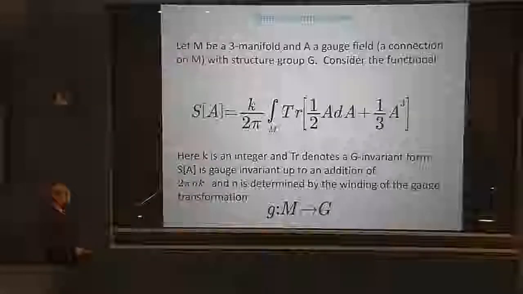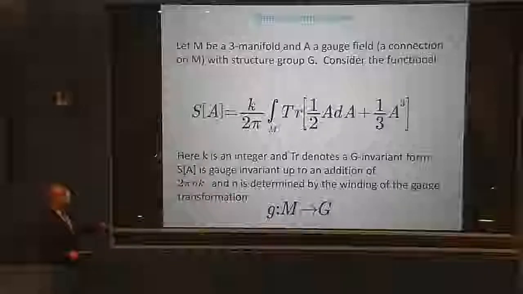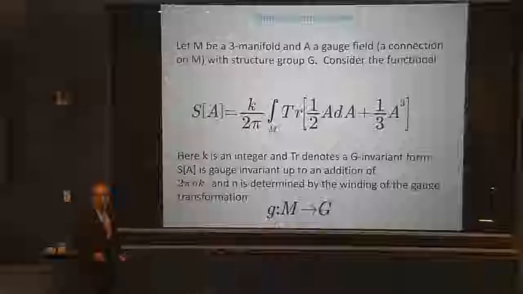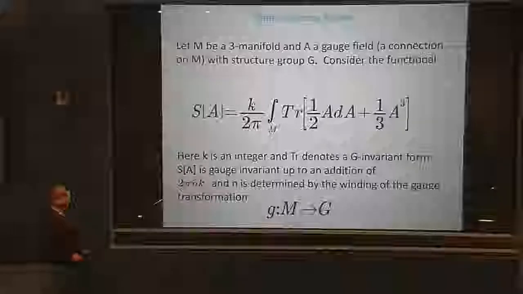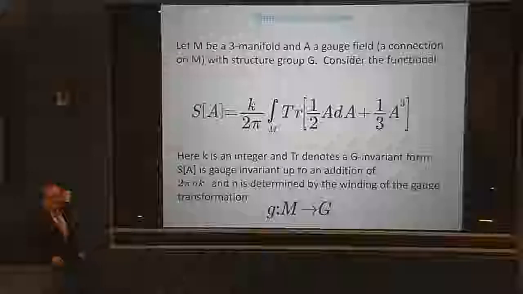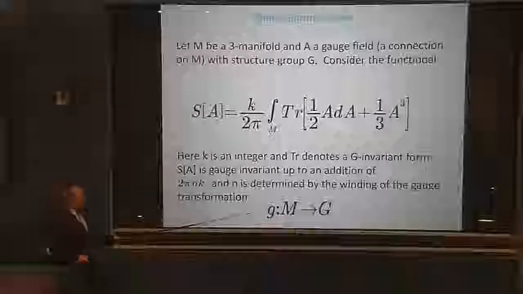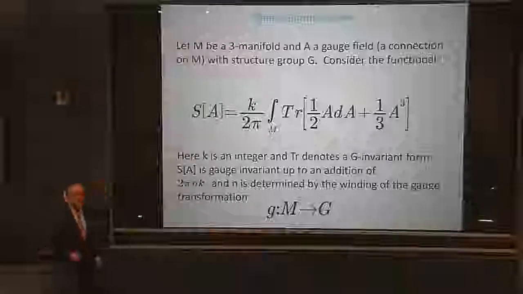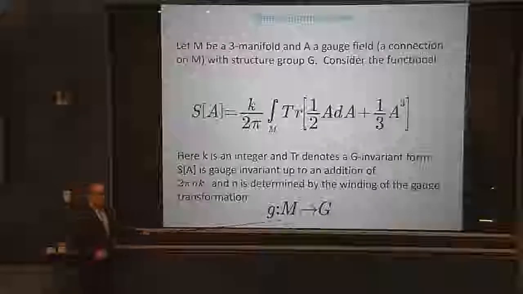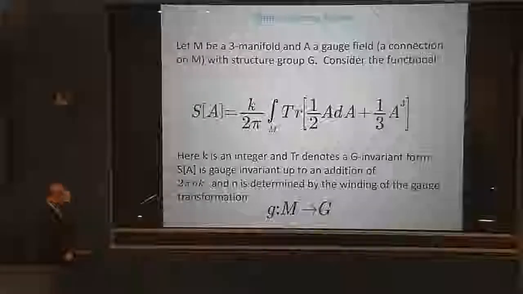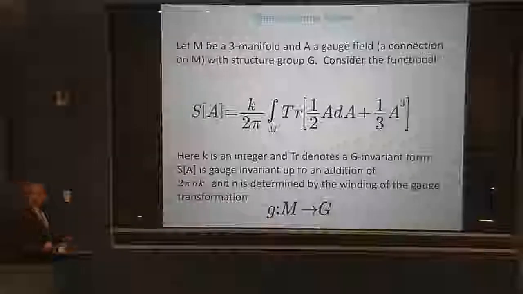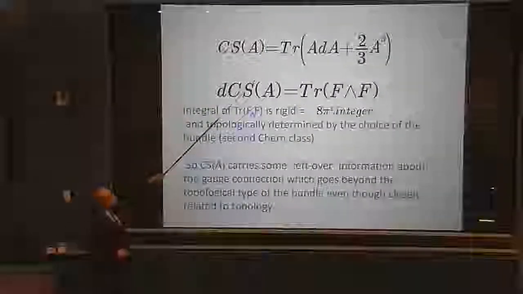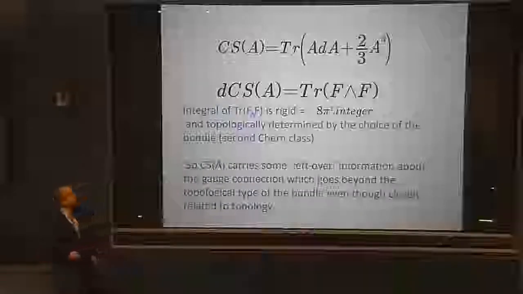And it turns out that, similar to what we just heard from Jim, this is well-defined and invariant under gauge transformations, except that it can change by integer multiples of 2 pi k. The integer depends on the map from the manifold to the group when you do a gauge transformation. So depending on the class of this map, you pick up an integer times 2 pi k. This Chern-Simons term is denoted in this form, typically in the physics literature.